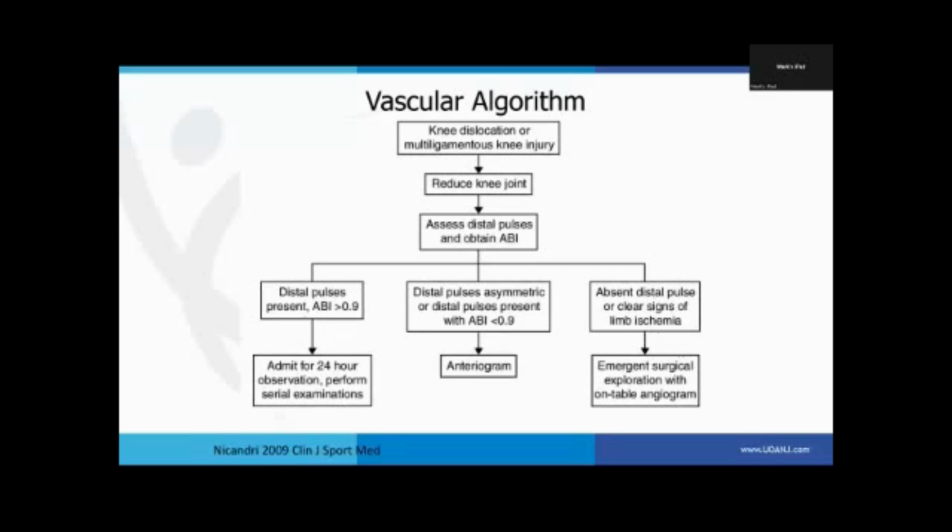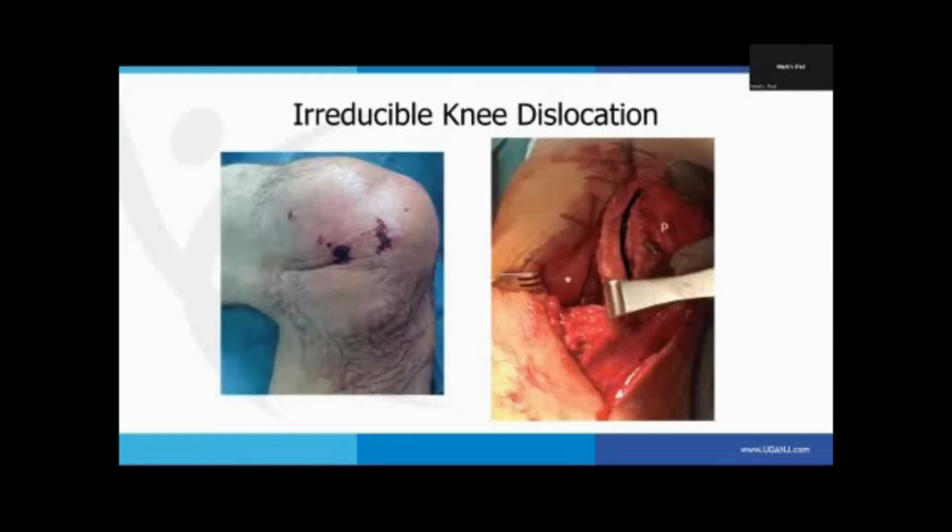If they have asymmetric pulses or the ABI is less than 0.9, they need an arteriogram. Any abnormalities with the arteriogram, then they may need a vascular surgeon. And if there are absent pulses or clear signs of limb ischemia, they emergently go to the OR for a surgical exploration with the vascular surgeons. They get an angiogram on the table.